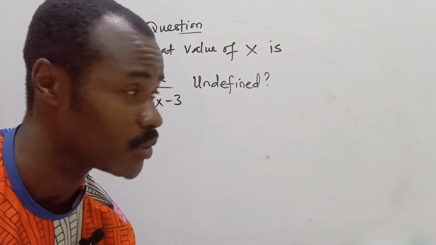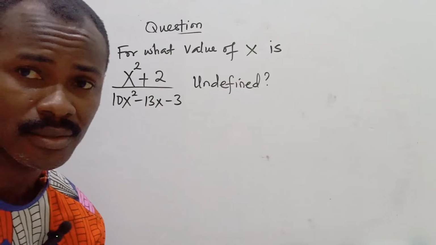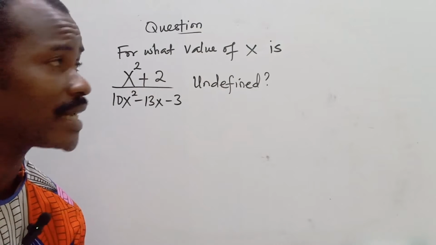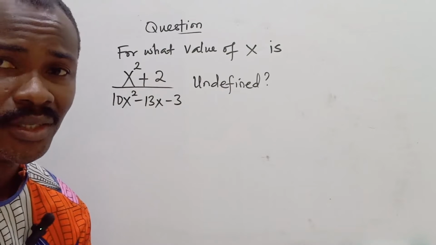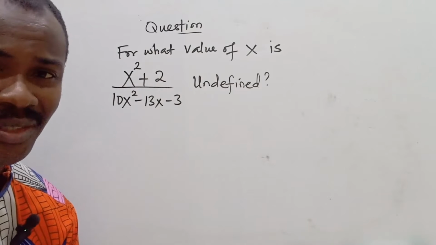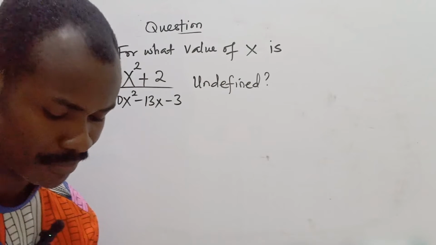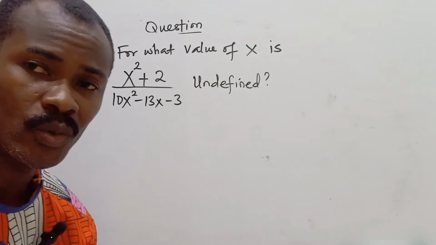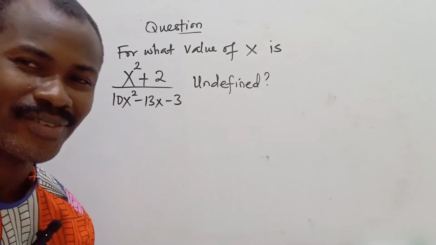So today I'm going to be taking a problem that has to do with limits. The question reads: for what value of x is x squared plus 2 as numerator divided by 10x squared minus 13x minus 3 undefined? That's a very good question. So the first thing we want to do here is understand what we mean by undefined.